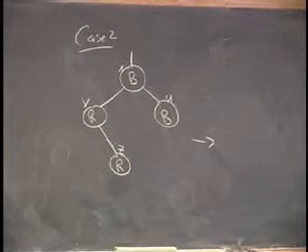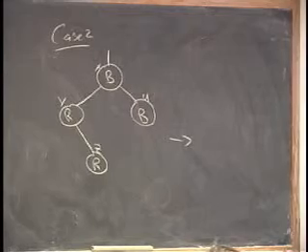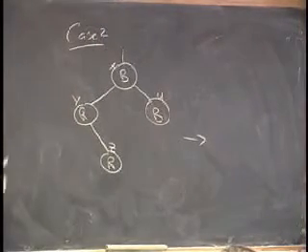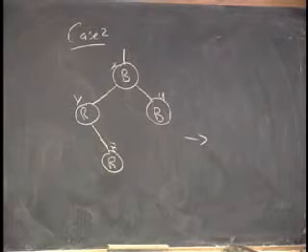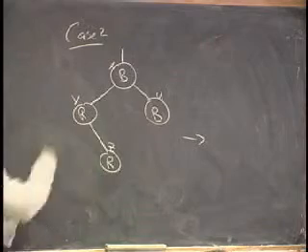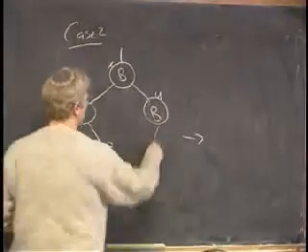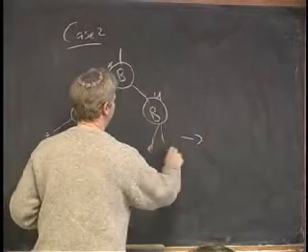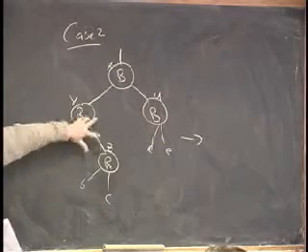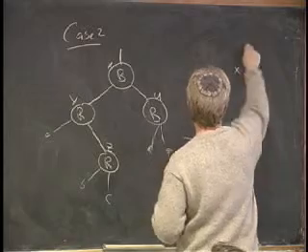I labeled this zy on purpose because case 2 is going to turn into case 3. Okay? The way we fix case 2 is the worst possible thing. It's got a black uncle, and the thing is in the wrong orientation. A, B, C, D, E. We're going to rotate the YZ combination here to the left. And let's see what we get. We get X at the top.